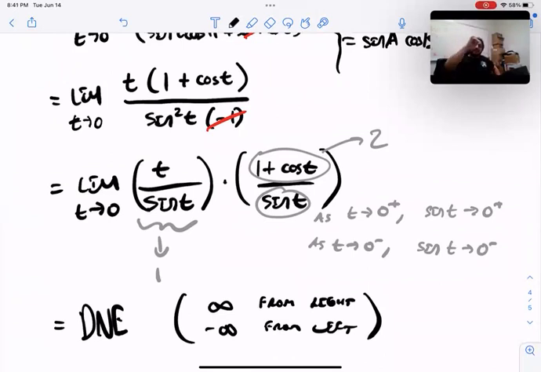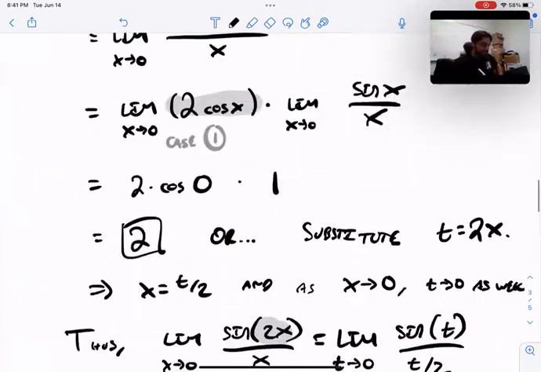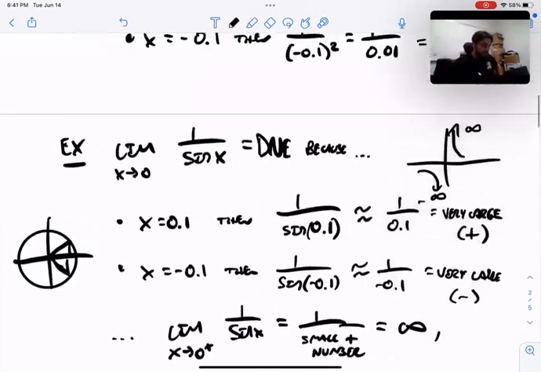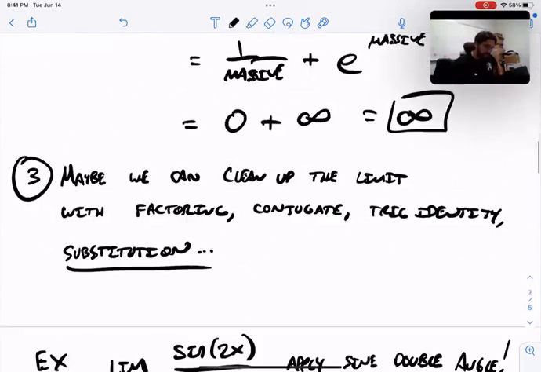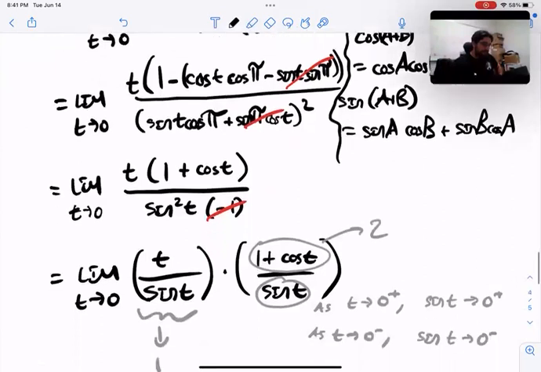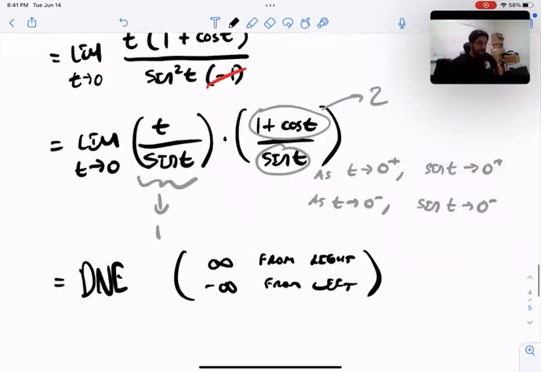So at least now we had that one factor under control, and this other factor we were able to talk through with basically technique 2, this sort of numeric reasoning. So that's a big mix of a whole bunch of techniques to get that this limit does not exist. So that's a pretty challenging one.